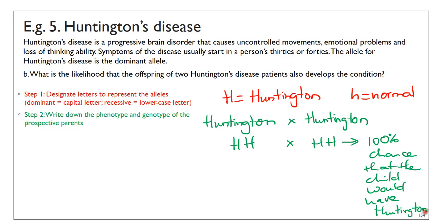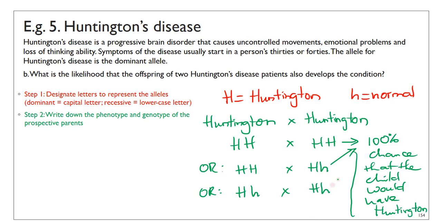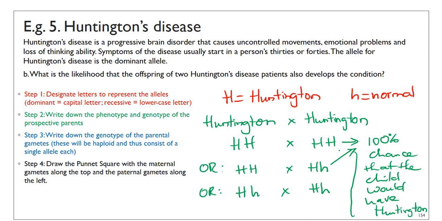So that's one, but there is also a possibility that one of them is heterozygous. However, if one of them is heterozygous, it's still a 100% chance that the child will have Huntington. Actually, I think I said there are two possibilities, but there are three. The third case is that both parents are heterozygous for this gene. We're going to talk about the third case because for the other two, pretty much 100% of the time the child will have the condition.